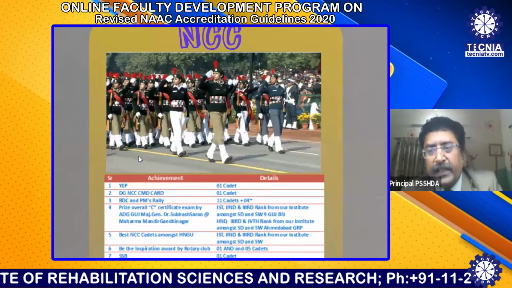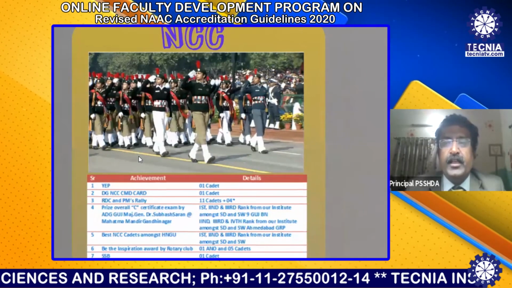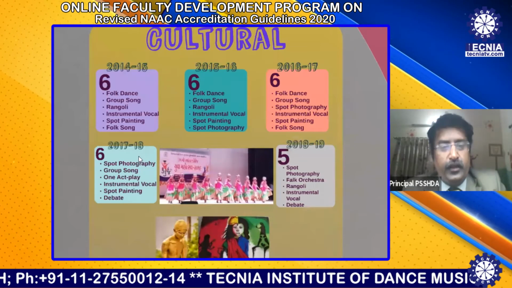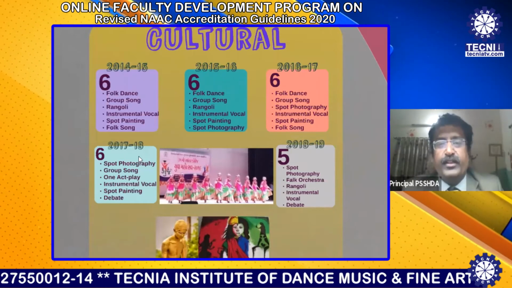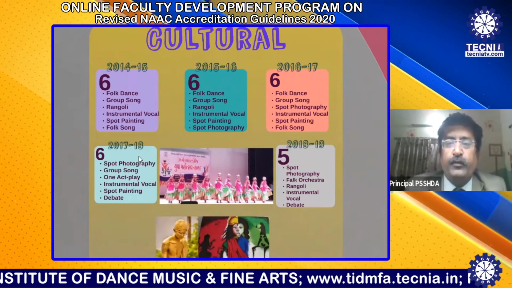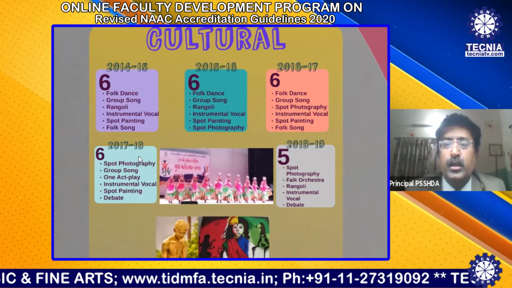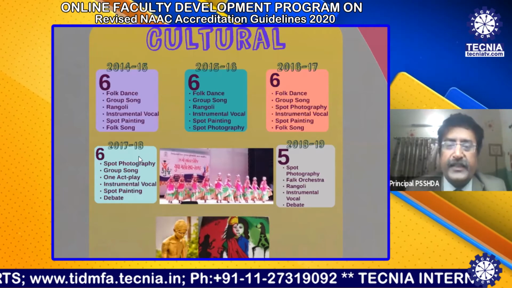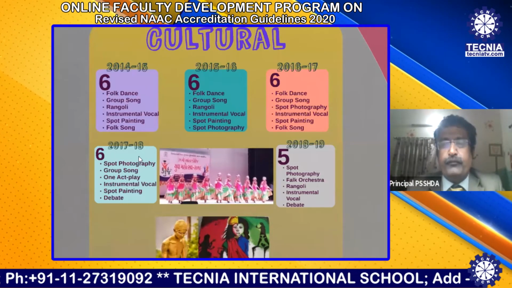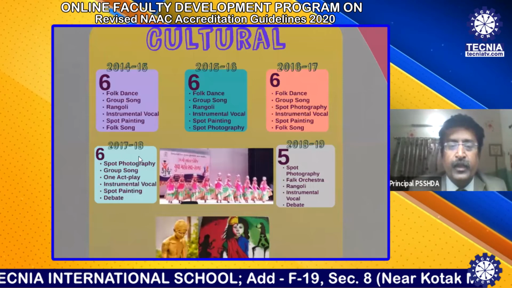Then whatever achievements your NCC or NSS team have achieved, you can show them in one slide. Say in a cultural activity, we can say that in 14-15, we were champion in 6 events, give the list of events. In 15-16, we received 6 medals from the university. In 16-17, 6 further medals we received in various events like folk dance, group song, spot photography, instrumental vocal, spot painting, folk song, and various activities. In 17-18, we have 6 medals. In 18-19, 5 medals. So in one slide, you can represent your whole 5 years of cultural activity at the university level in this way.